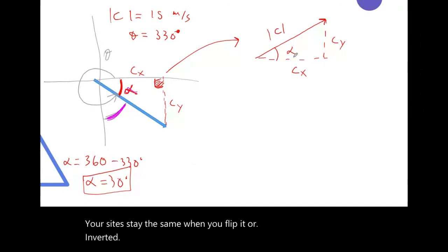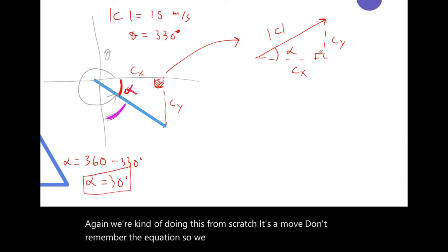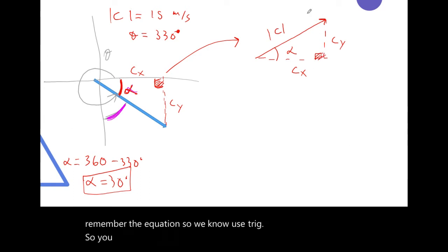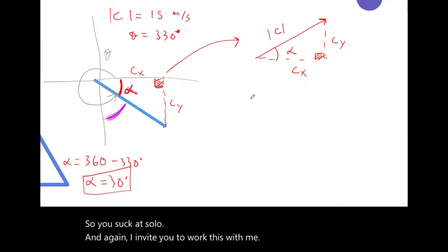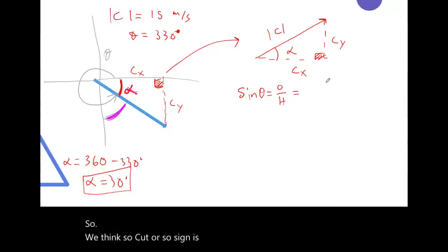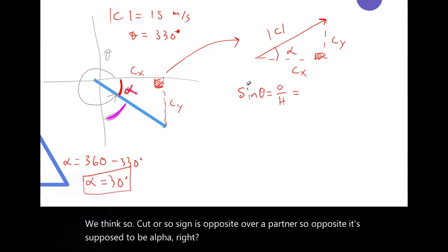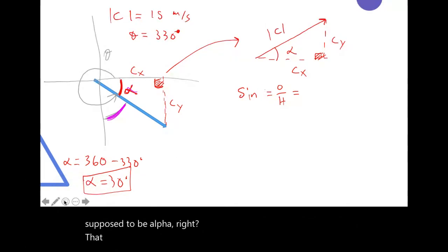Okay, so again, we're doing this from scratch. Assume we don't remember the equation. So we use trig. So we use Sohcahtoa. And again, I invite you to work this with me. So when you think Sohcahtoa, sine is opposite over hypotenuse. So opposite is supposed to be alpha, right? Not theta. It's just a habit.